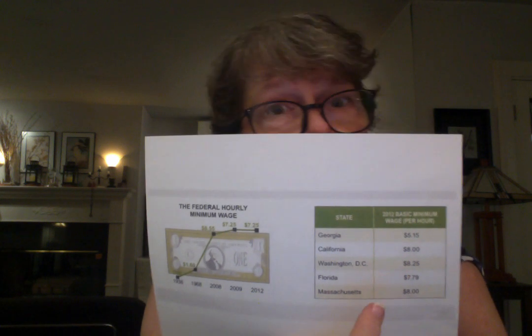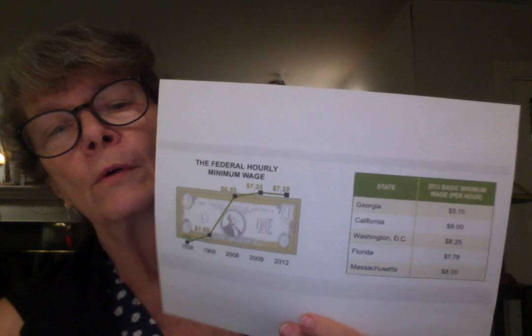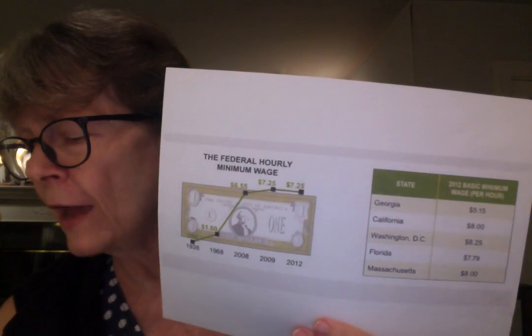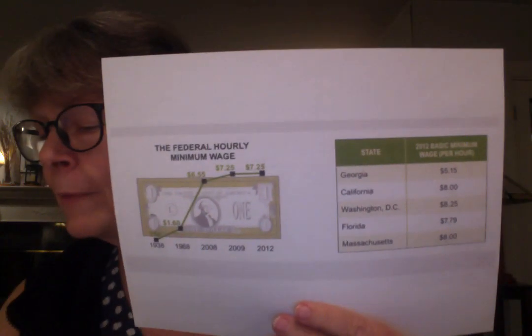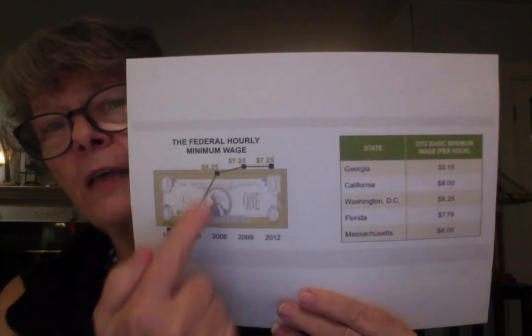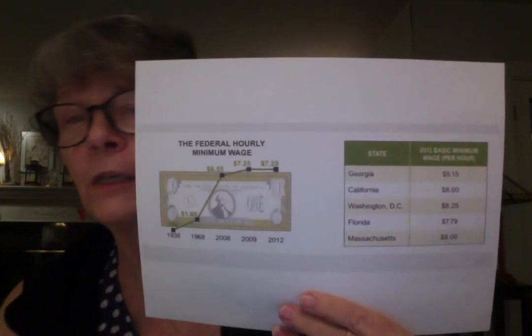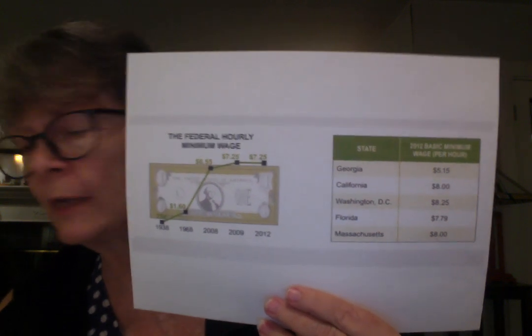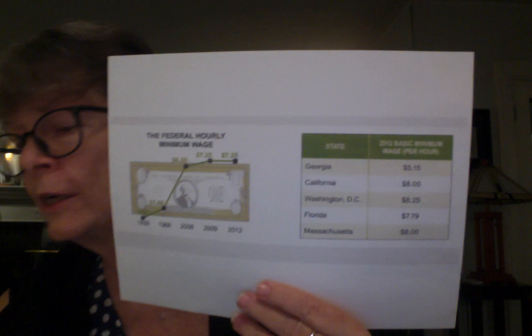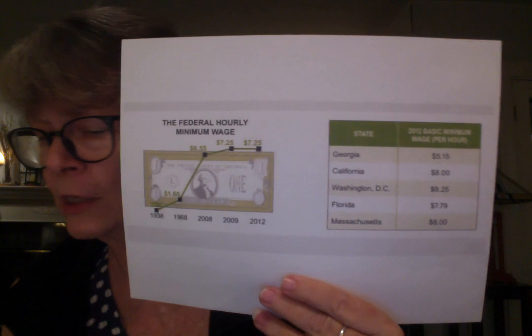Over here we have a table. Remember that tables have columns and rows, so this one has two columns and a number of rows, right? And on that table, also called a chart, we see different basic minimum wages in different states. Now, the graph on this side has the title Federal Hourly Minimum Wage. So that's the minimum wage set by the federal government, the U.S. government. And then over here, we have the minimum wages in different states. Okay, so let's take a look at the questions.